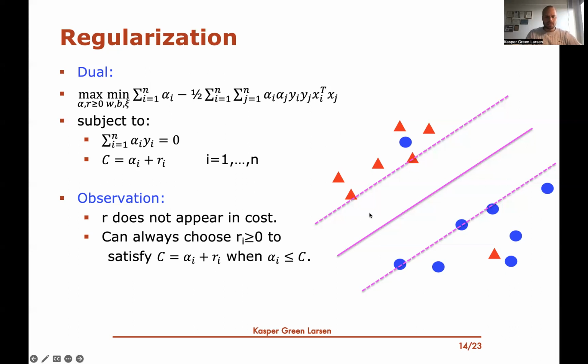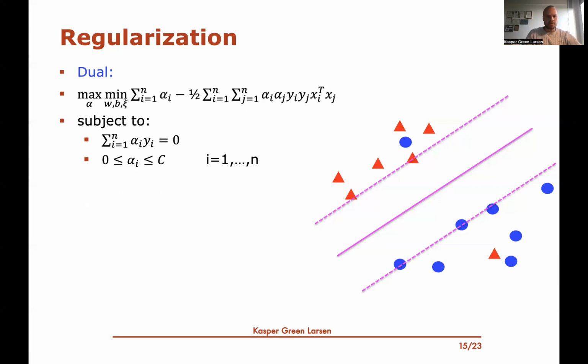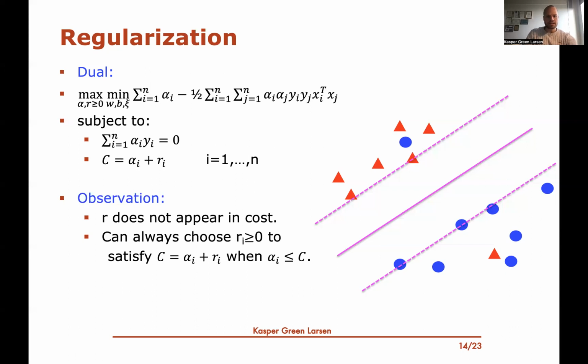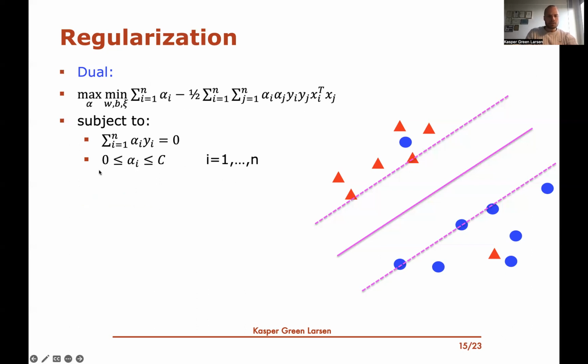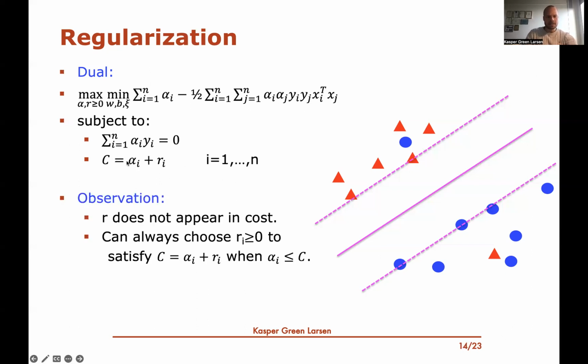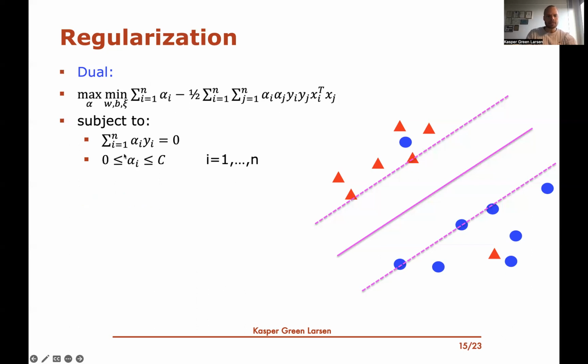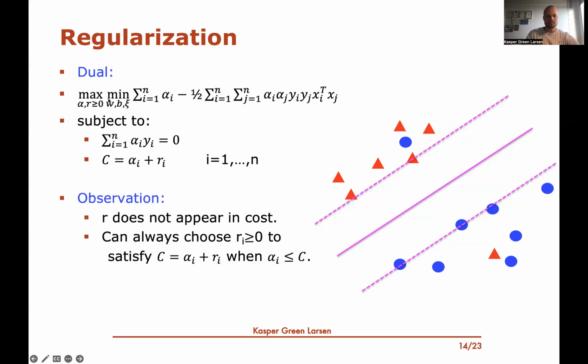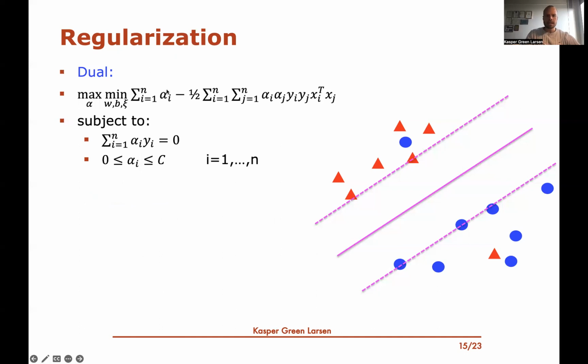So what this really means is that since the r_i is not there, we can substitute this last constraint, that c is equal to alpha_i plus r_i, by the constraint that alpha_i has to lie between 0 and c. That's the only change, right? That's exactly what it meant before, because whenever alpha_i is less than or equal to c, we can always choose a non-negative r_i that satisfies this equality. And we cannot if alpha_i is greater than c. So this is exactly the same optimization problem.